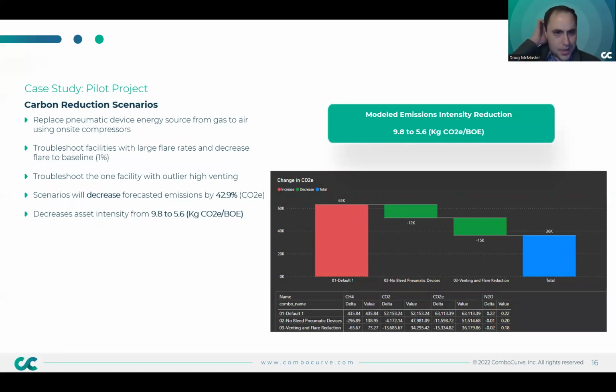All right, so let's talk about how using our software, ComboCurve, which takes into account this full workflow in one unified platform, same button click that generates your economics also generates your emissions. And so we actually here have a case study where we modeled real reduction scenarios on a handful of wells, and we were able to model replacing pneumatic devices and troubled facilities with large flare rates, and we decreased that emissions intensity almost in half, from 9.8 to 5.6 kilograms of carbon dioxide equivalent per BOE.